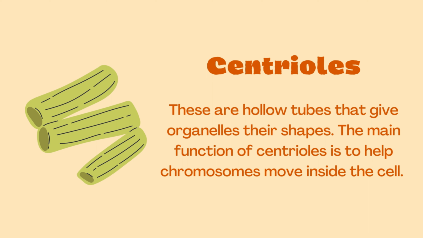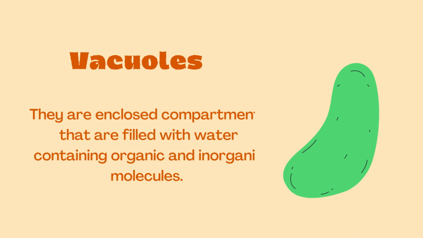Now let's move forward and learn about the vacuoles. They are enclosed compartments that are filled with water containing organic and inorganic molecules. So vacuoles, we can say, take up food, waste, everything. They are filled with water, food, nutrients, and organic and inorganic molecules. Now, these were some of the parts, but there are many others, like plastids that contain chlorophyll, known as the kitchen of cells, the chloroplasts, and there are many other parts of the cell, but these were the major ones.